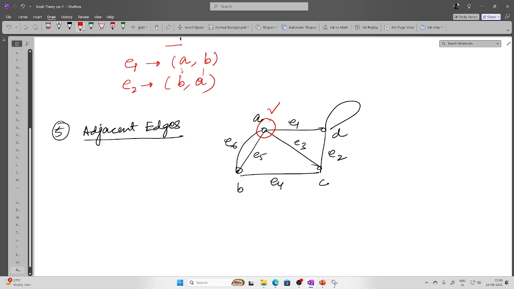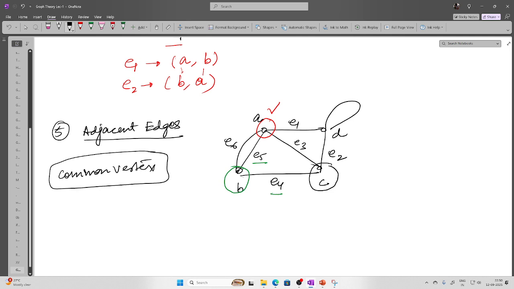If you look at E5 and E4, what is common between E5 and E4? This vertex B is common. And if you look at E4 and E2, what is common? If you look at edges E4 and E2, this vertex C is common. So therefore, adjacent edges are those edges which have a common vertex. So a common vertex is something which you have to search for in case of adjacent edges.